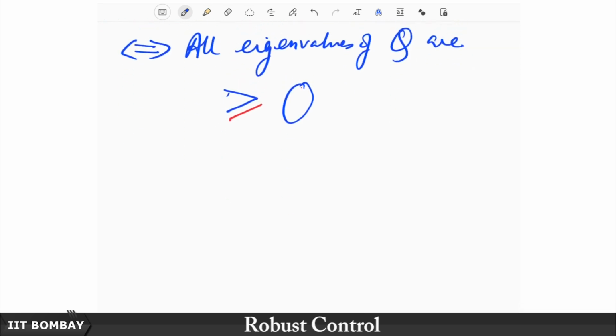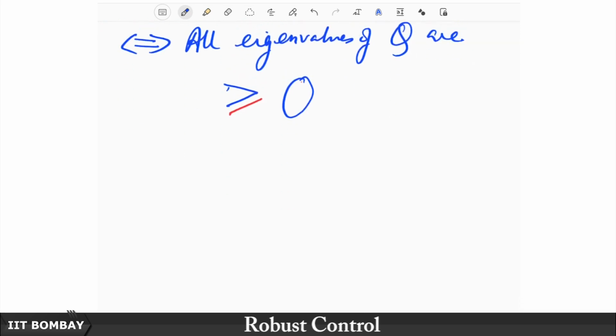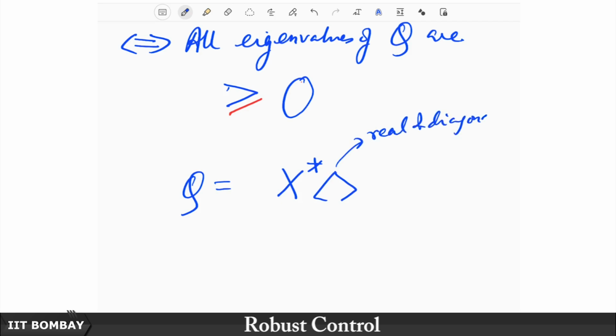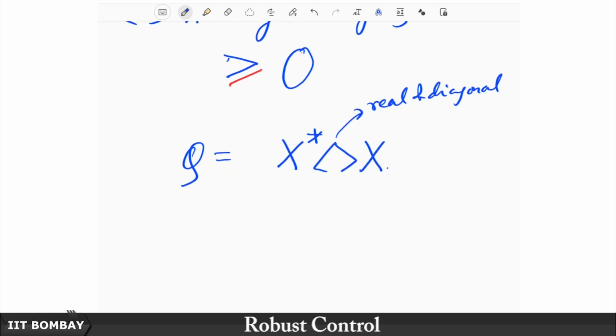Okay, so here goes. Suppose you have this Q belonging to Hn. By the preceding result, Q can be written as some x Hermitian times some diagonal matrix, which is of course real and diagonal, because the eigenvalues are all going to be real. This is how you can write it.